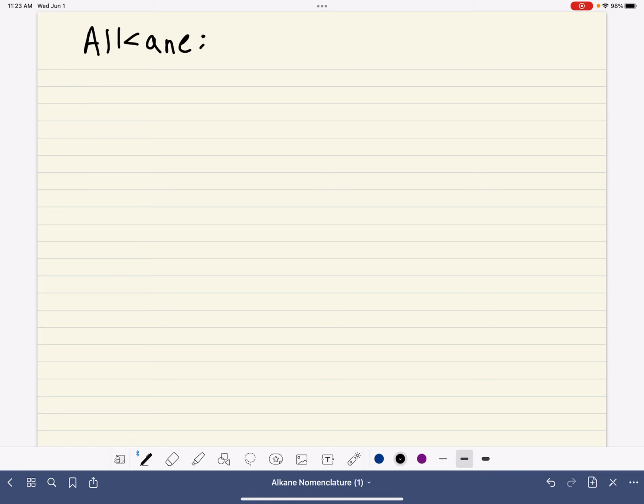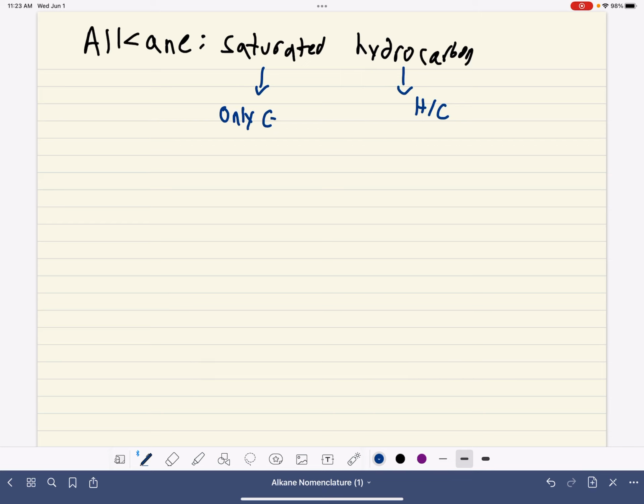And an alkane is a saturated hydrocarbon. So you may have heard the word hydrocarbon before. That means only consisting of hydrogen and carbon. You may not have heard this saturated term before, and that means only single bonds, so only carbon-carbon single bonds. No double or triple bonds of any kind are in a saturated molecule.